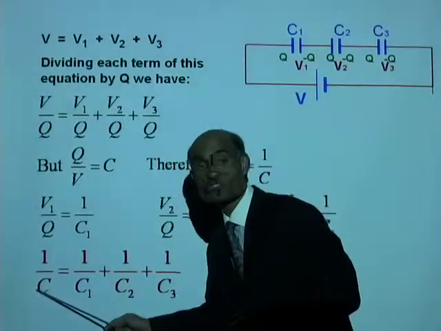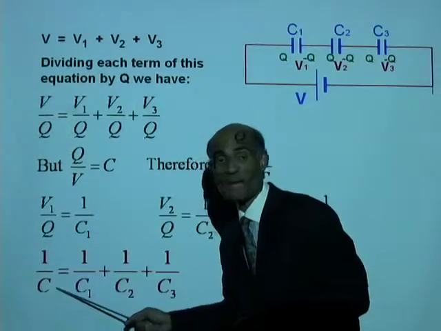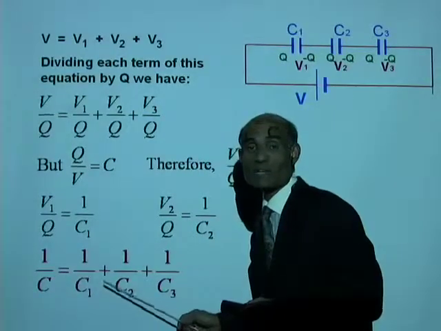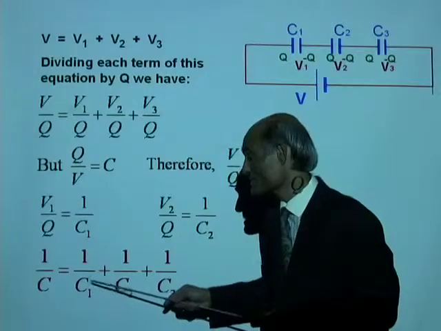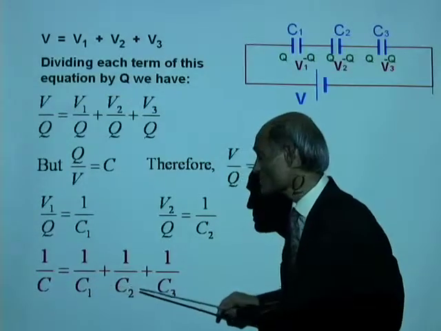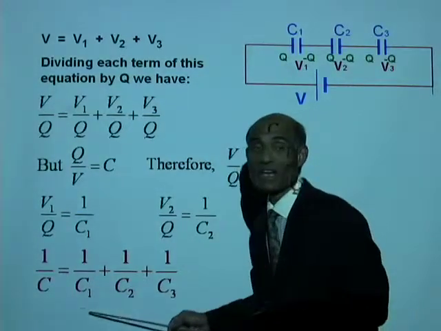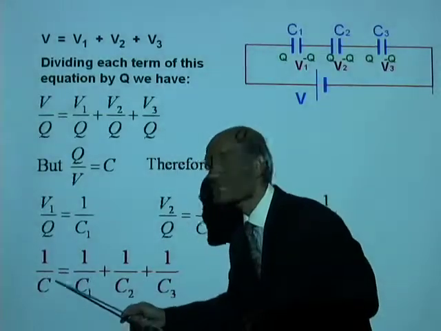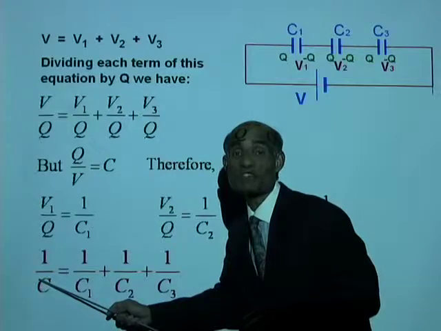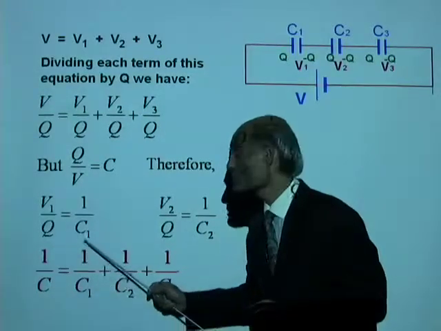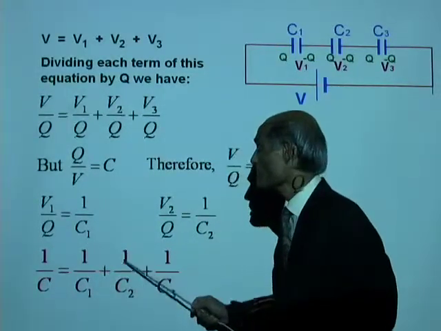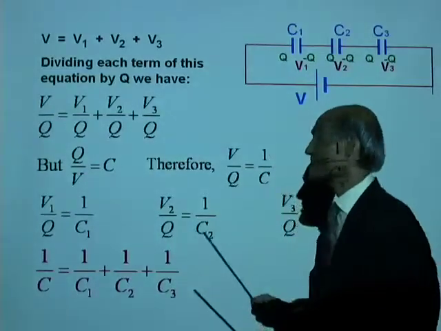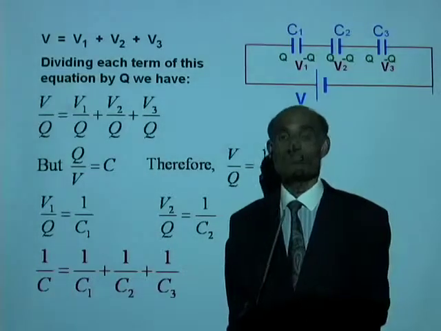Look at this. This C represents the total capacitance. When three capacitors of capacitances C1, C2 and C3 are connected in series, the total capacitance C will be such that 1 over C equal to 1 over C1 plus 1 over C2 plus 1 over C3.